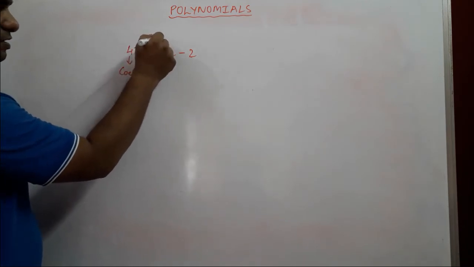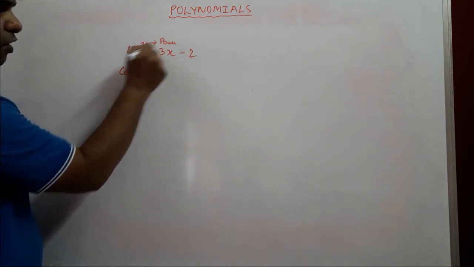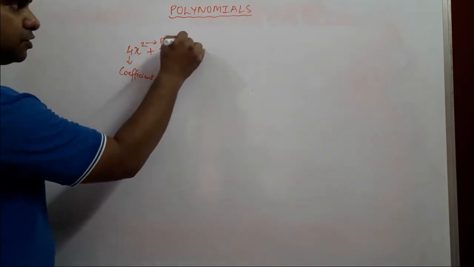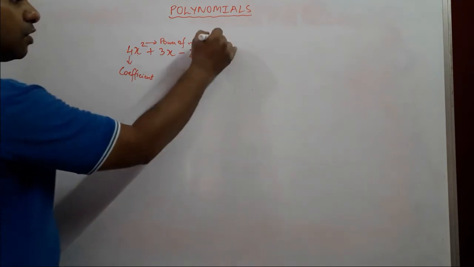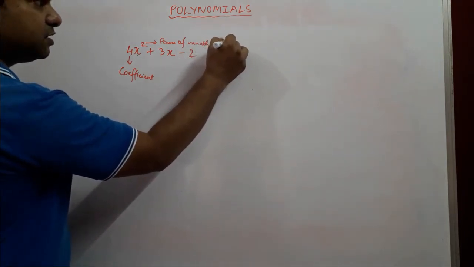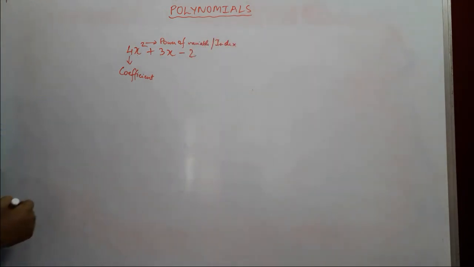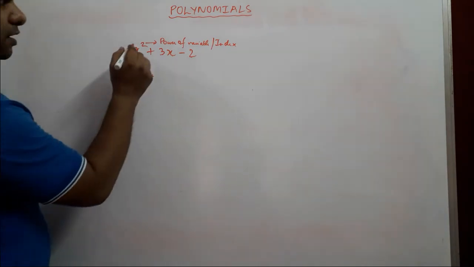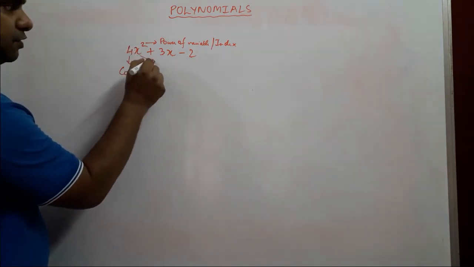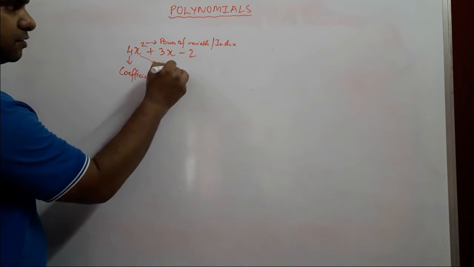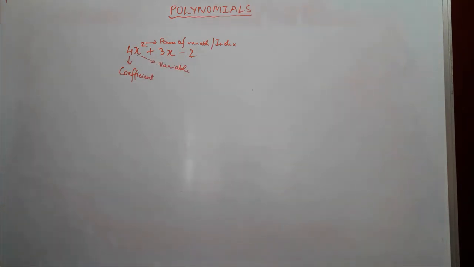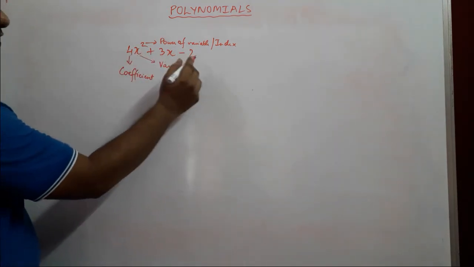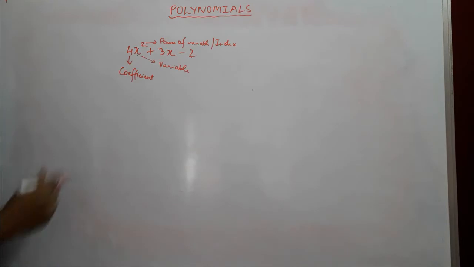This is the power of x, or the variable. So, power of the variable, or you can say the index. And as we know, this is the variable in a polynomial. And look at how the arrangement has been done in a polynomial.